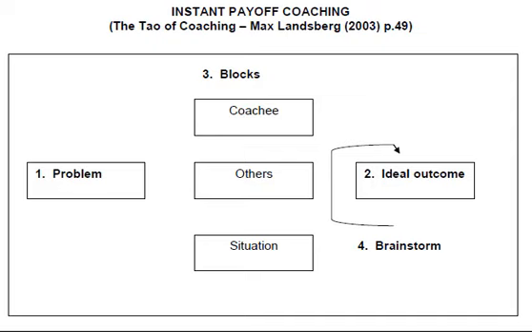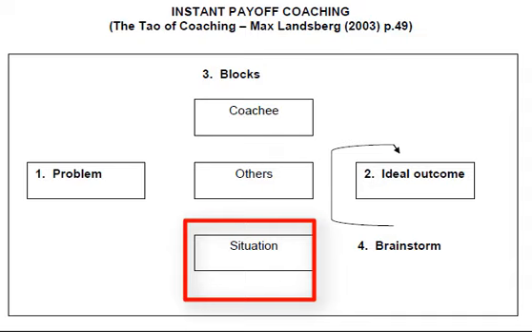The third block is the situation itself. That might be, for example, a lack of resources available, the time and the money to be able to solve the problem in the way that the coachee desires. It might be legislation or an outside influence that they have to consider. The coach notes the points on the flip chart paper.